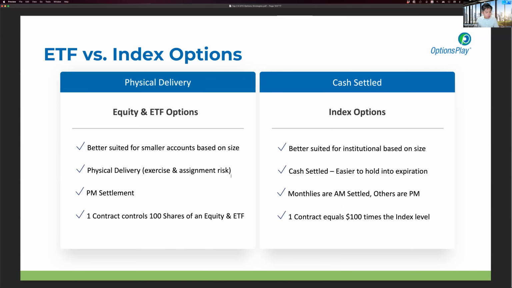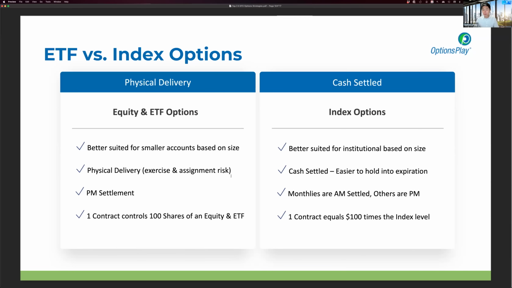So you have to ask yourself what makes sense for you as regards to the products. But like I said, if you have a larger account, index options is the way to go. Smaller account, you have to weigh your pros and cons as to whether you choose to trade one of the mini or micro index options that are not as liquid, or trade an ETF option that's far more liquid.